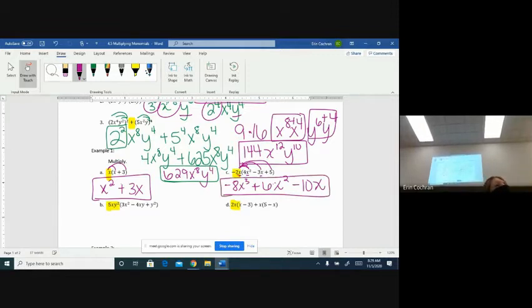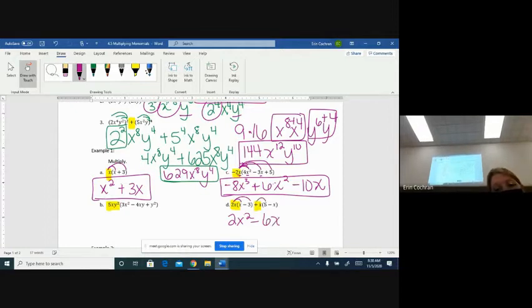All right, let's do D. Okay, let's do D first. So I'm going to distribute a 2x, and then we're also going to distribute a positive x. So what's 2x times x? 2x squared. 2x times a negative 3. Negative 6x, good.